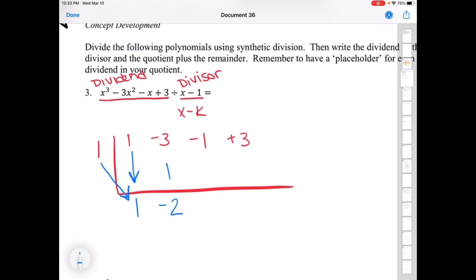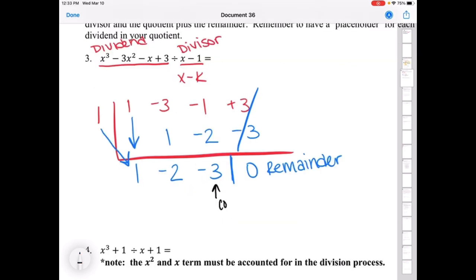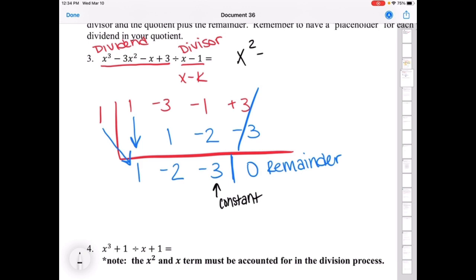I multiply by my k value again. So negative 2 times 1 is negative 2. If I add negative 1 and negative 2 together, I get negative 3. And then if I multiply negative 3 by this k, which is 1, I get negative 3. So here, 3 and negative 3 give me 0, and this is my remainder. This is my constant, and I'm going up in degree going from the right to the left. I know that my quotient is going to be x squared minus 2x minus 3. All right, and you can write this to help you if you need.